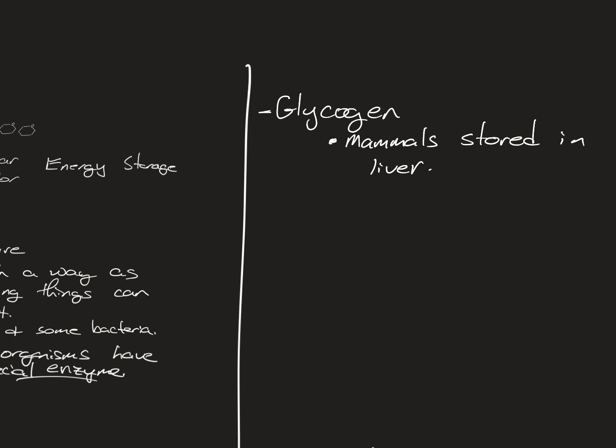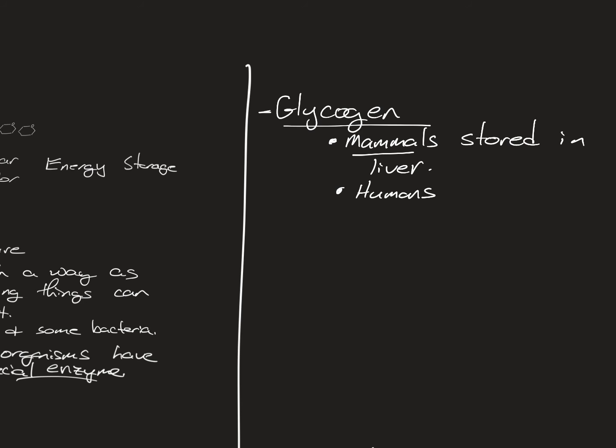So when you're looking at mammals, we store glycogen. Again, it's a polymer, it's a polysaccharide of glucose, and it's found in humans. Humans are mammals. That should not be a surprise. And we call that glycogen.